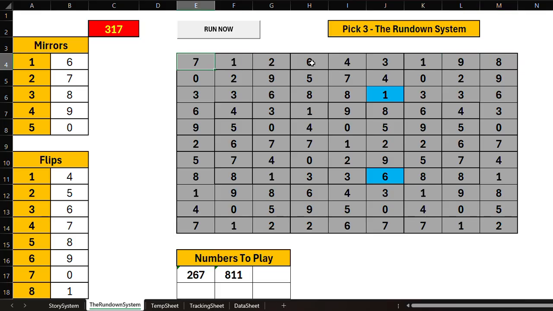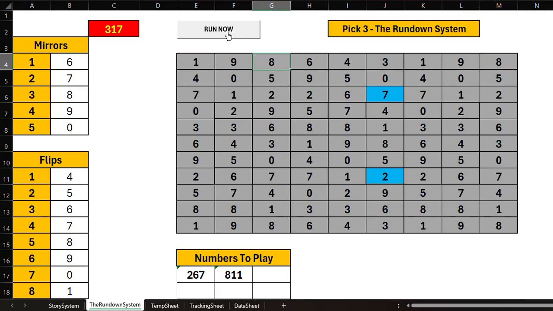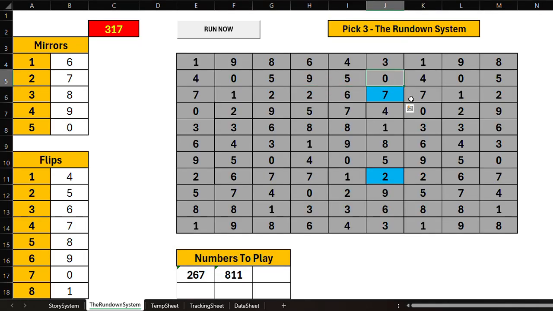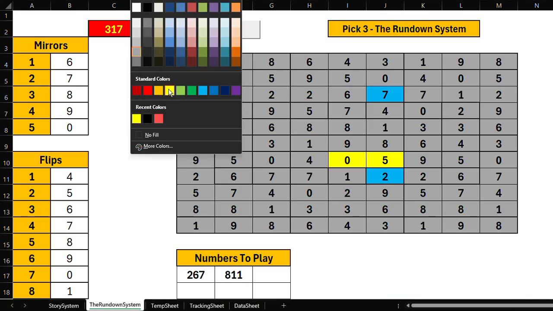So it's going to be 643, 198. There we go. So the number is right here. All right, so the number came up on, what was the date? The 5th is when it came up. So the 5th is down here, right? So let's highlight that yellow.